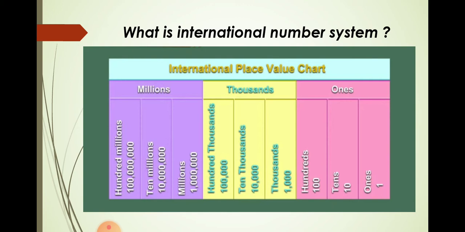The first period is the ones period, which is divided into 3 subcategories: ones, tens, hundred. The second period, that is the thousand period, is divided into 3 subcategories: thousand, 10,000, 100,000. The last period, that is the millions period, is again divided into 3 subcategories: million, 10 million, 100 million.